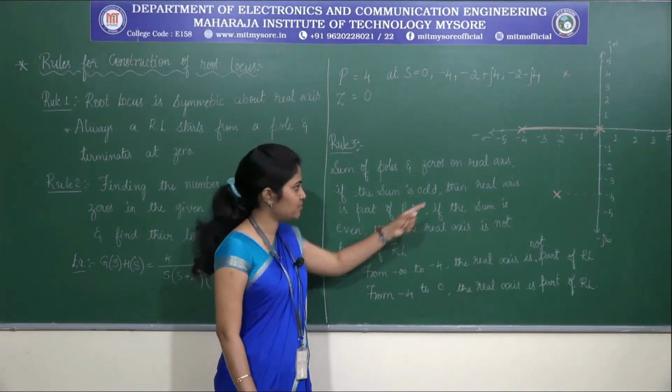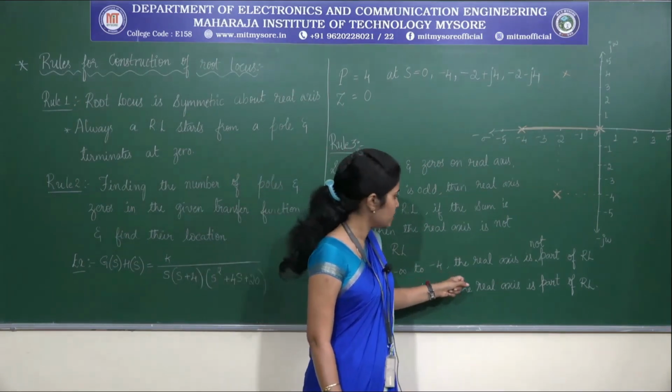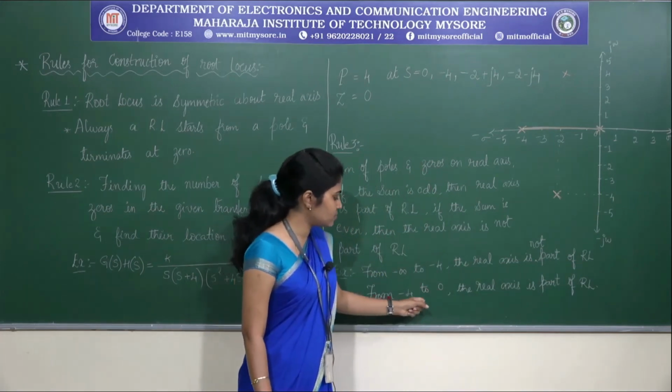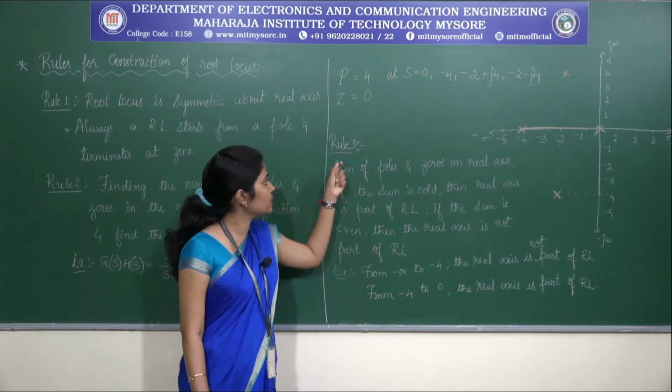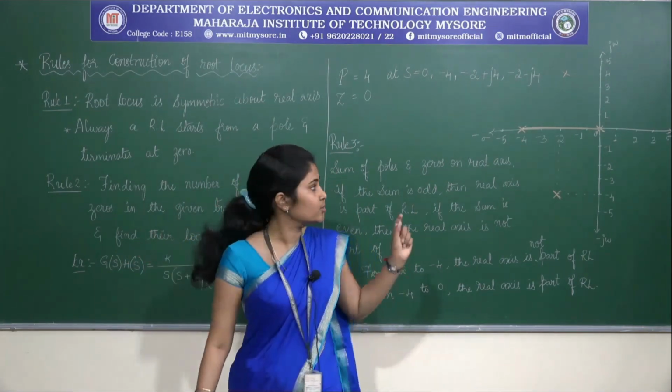So from the example, from the figure, what is the conclusion? From minus infinity to minus 4, the real axis is not part of root locus. From minus 4 to 0, the real axis is part of root locus. Like this, we need to complete rule number 3. Hope rule 1, 2 and 3 are clear.